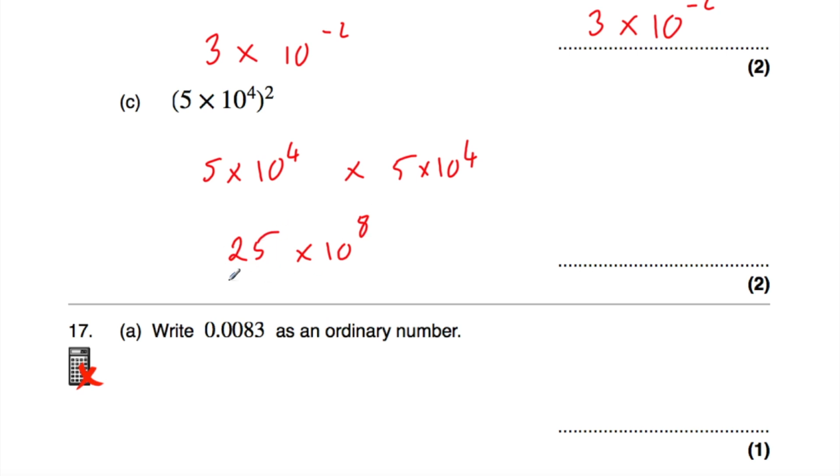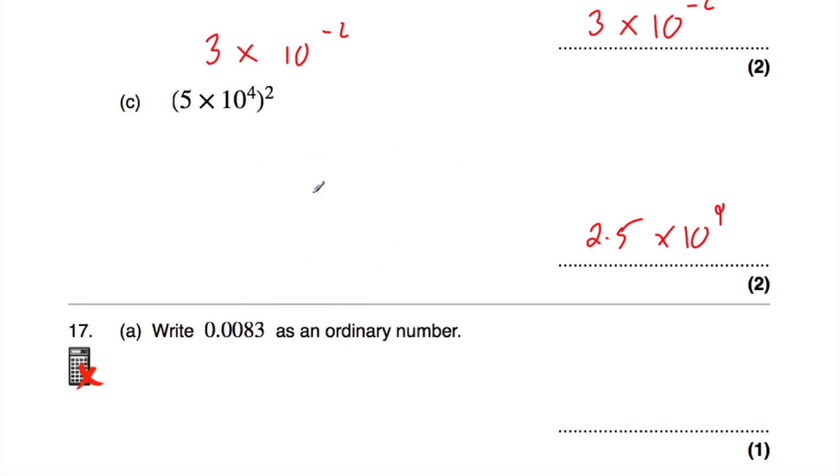Now this isn't in standard form, so we need to make this number 10 times smaller, so that'll be 2.5 times 10. And if we're making this number 10 times smaller, we need to make this number 10 times bigger. So instead of being to the power of 8, you add 1 onto the power, so it'll be to the power of 9. So the answer would be 2.5 times 10 to the power of 9. And that's it. In this question, because the power was 2, we're squaring it, so we multiplied it by itself. Now, sometimes the power might be a bigger power. It might be a 2, but it might be a 3 or a 4 or a 5 or something like that.